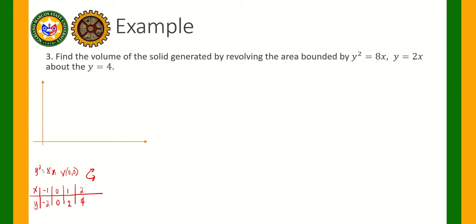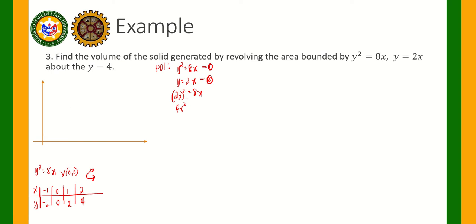Now, for the point of intersection, we have y squared equal to 8x and y equal to 2x. Equation 1, equation 2. So we substitute equation 2 into equation 1. This will be 2x quantity squared equal to 8x. So this will be equal to 4x squared.